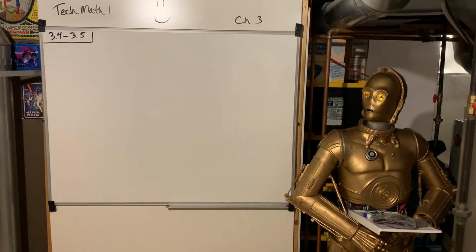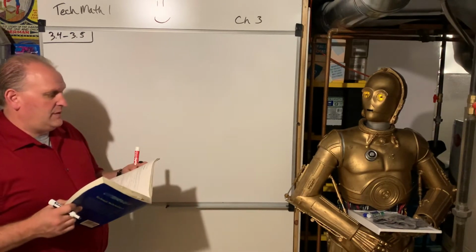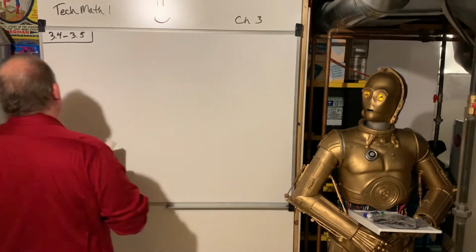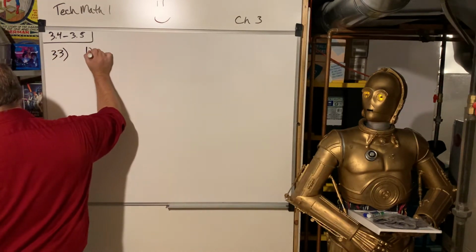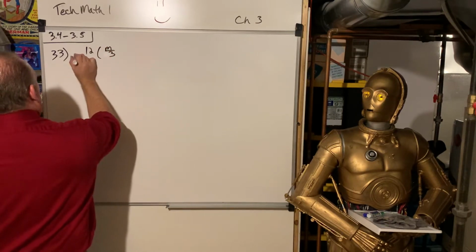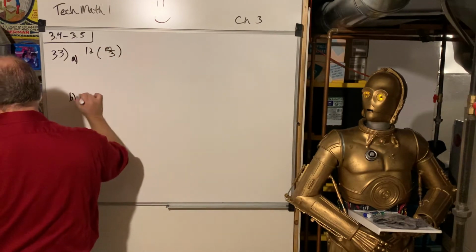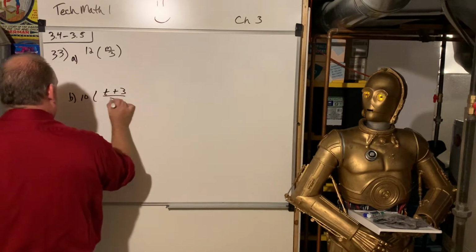Okay, we're back. We're looking at 3.4 in the blue book, Techmath1 here, and we're on page 120. So let's do number 33. That is 12 times m over 3 and 10 times t plus 3 over 2.